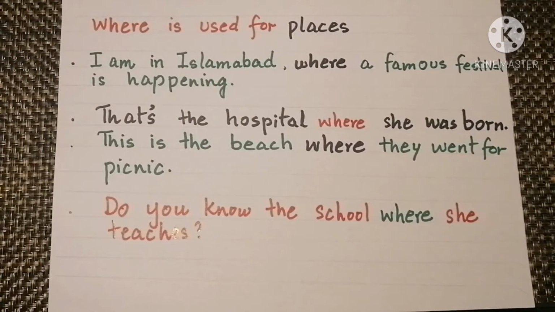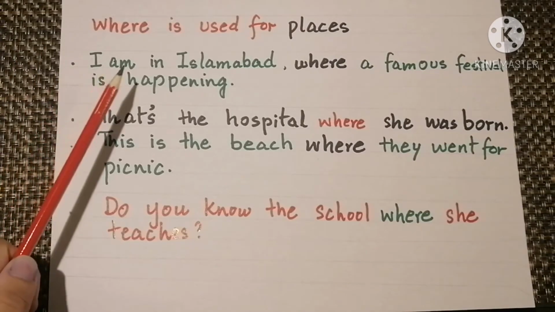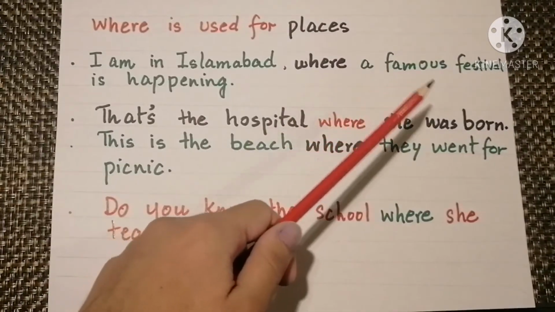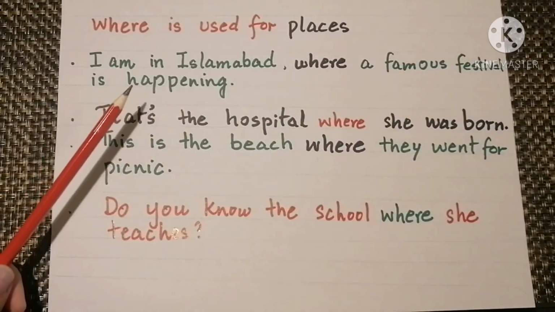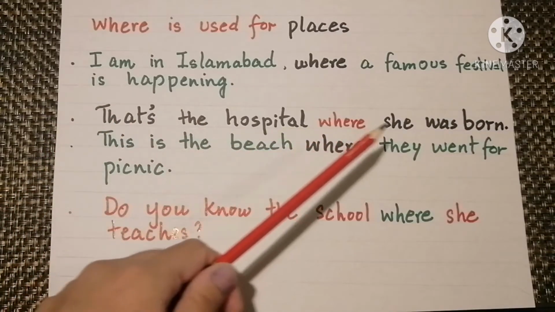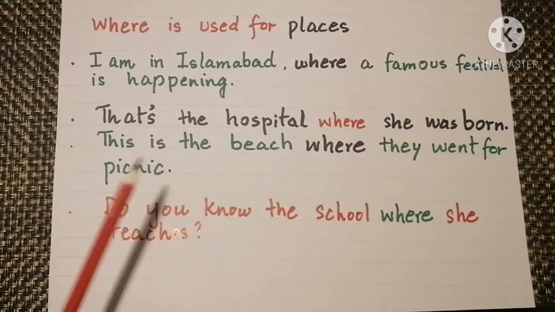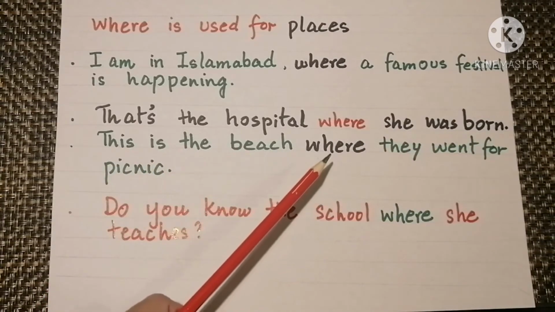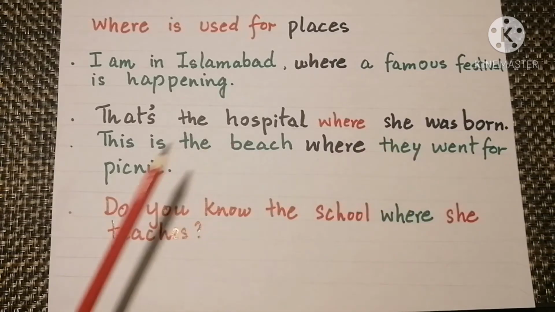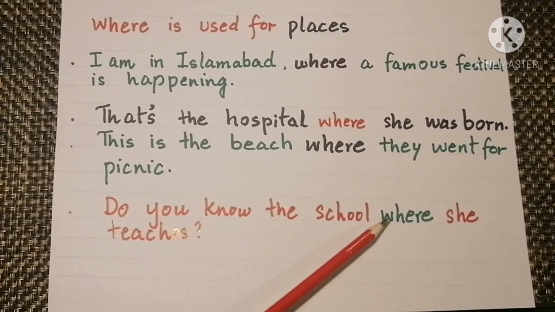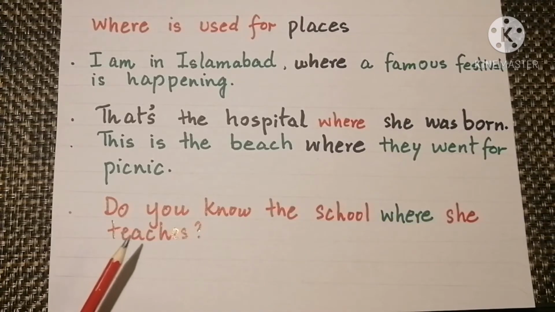Let's make sentences using the relative pronoun where. I am in Islamabad, where a famous festival is happening. That's the hospital where she was born. This is the beach where they went for a picnic. Do you know the school where she teaches?